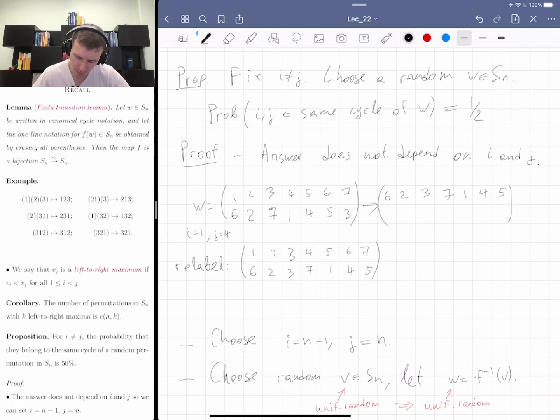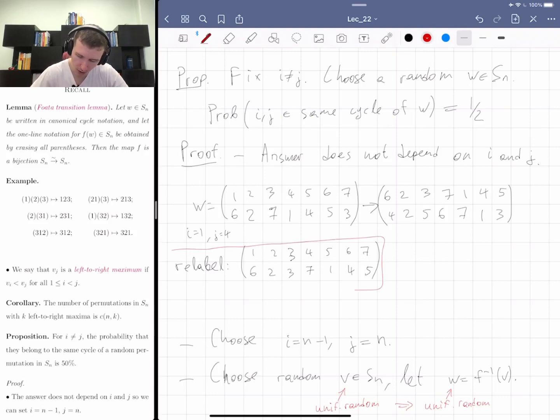And similarly in the bottom, 6 is replaced by 4. 2 is replaced by 2. 7 is replaced by 5. 1 is replaced by 6. 4 is replaced by 1. And 5 is, wait, what's going on? 7 is replaced by, sorry, am I confused? I should be looking at this row and relabeling it using this permutation here. So, okay, let's see. 1 gets replaced by 6. That is true. Now 4 is replaced by 7. 5 is replaced by 1. And 3 is replaced by 3. Okay, yeah.